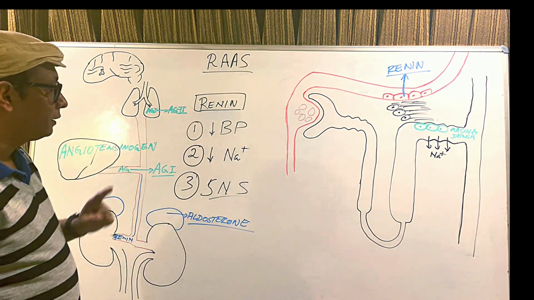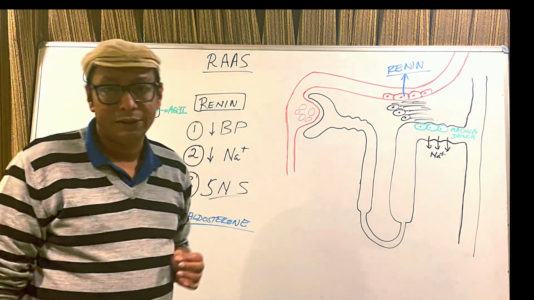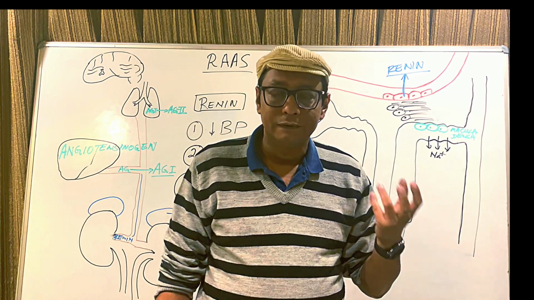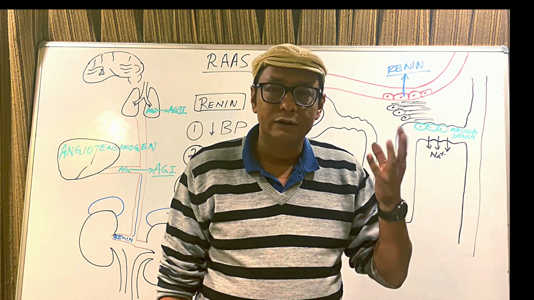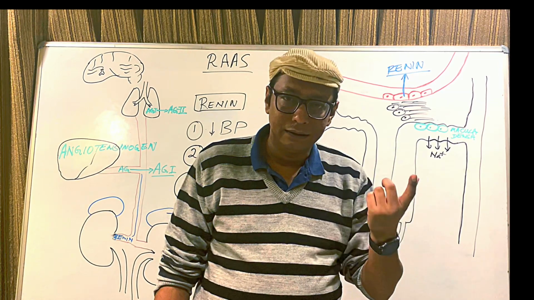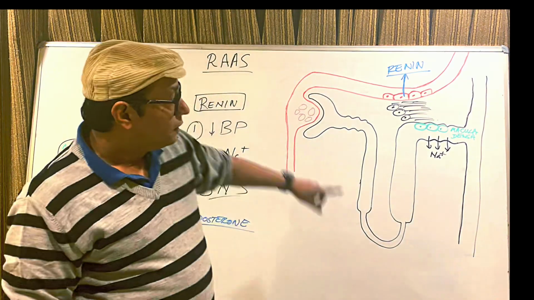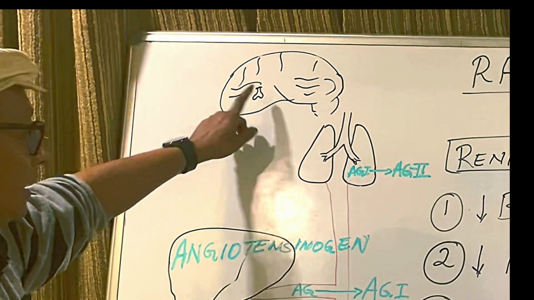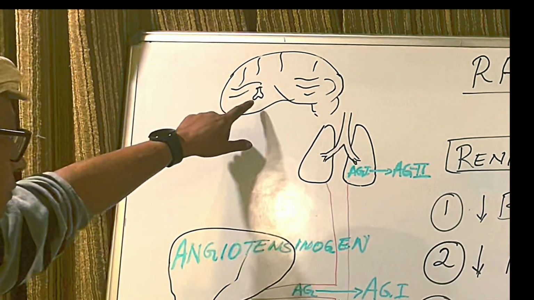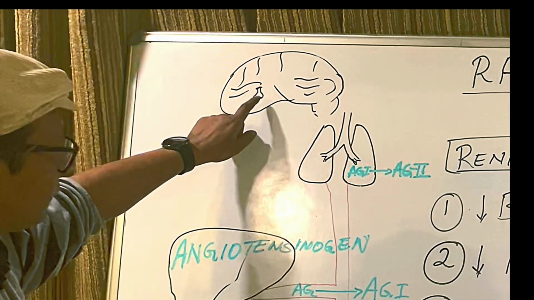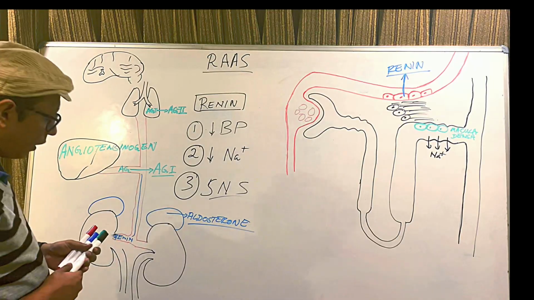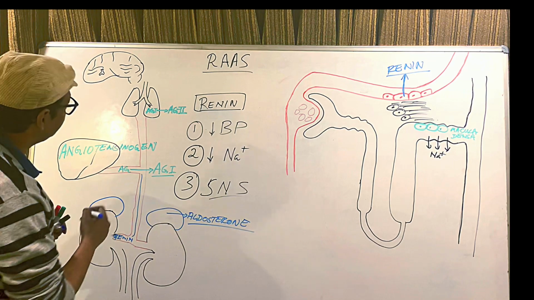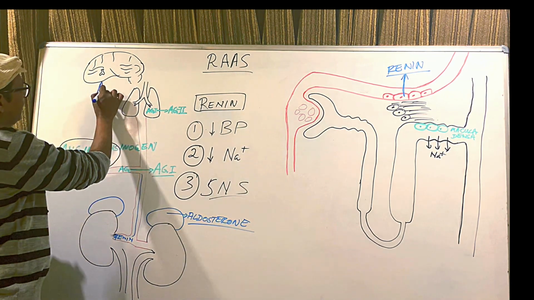The third one happens in the pituitary, that is in the brain. The pituitary is definitely the master endocrine gland. It has an anterior lobe and a posterior lobe. This is the anterior lobe, this is the posterior lobe. The renin actually goes to the posterior lobe, and from here one hormone will be liberated. What is the name of this hormone? That is called ADH.